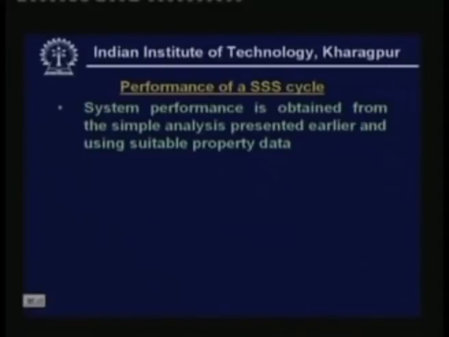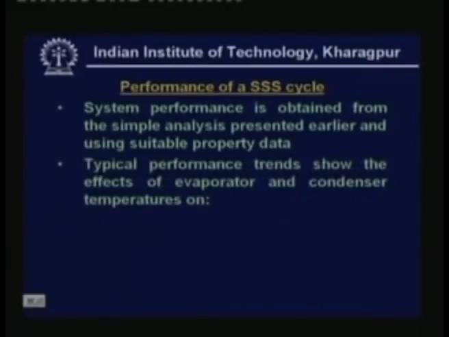The performance can be obtained from the simple analysis presented in the last lecture and using suitable property data. And typical performance trends show the effects of evaporator and condenser temperatures. What is normally done is we keep the condenser temperature constant and vary the evaporator temperature and find different performance parameters. Then you keep the evaporator temperature constant and vary the condenser temperature. In that manner you can find out the effect of both condenser as well as evaporator temperature on different performance parameters of interest. Okay, let me show now the effect of these temperatures on different performance parameters.